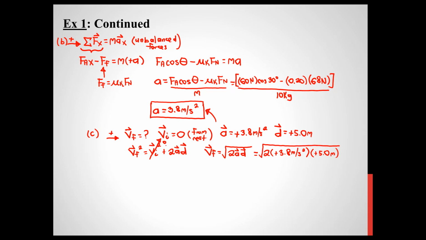We want to take the square root of that number, and then that will give me a final velocity that is equal to positive 6.2 meters per second. And what that positive means in this situation is the final velocity is towards the right.